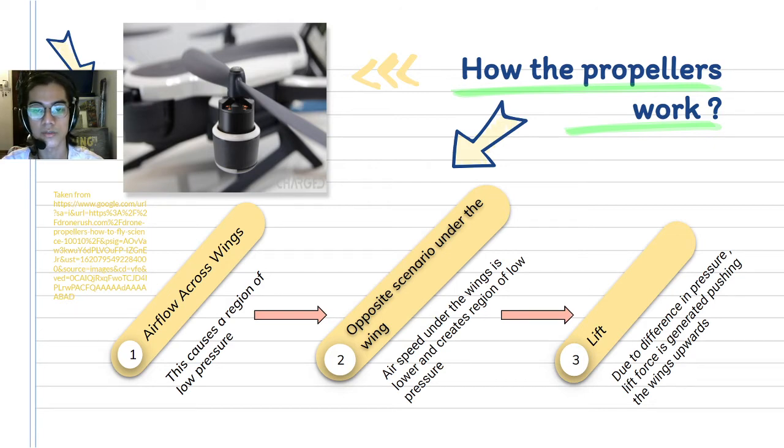And next, the opposite scenario under the wing. Airspeed under the wings is lower and creates a region of high pressure. Lastly, it will create a lift due to the difference in pressure. Lift force is generated, pushing the wings upwards.